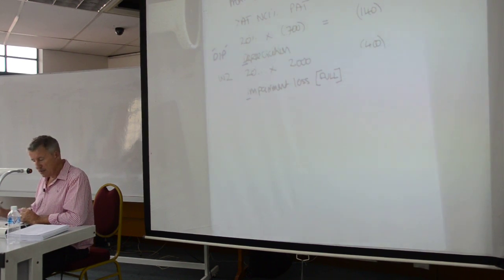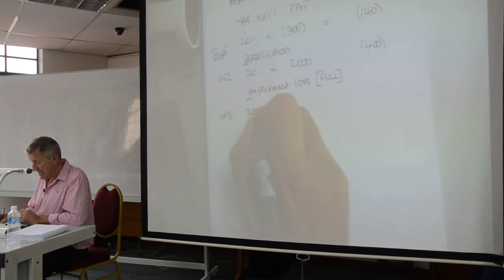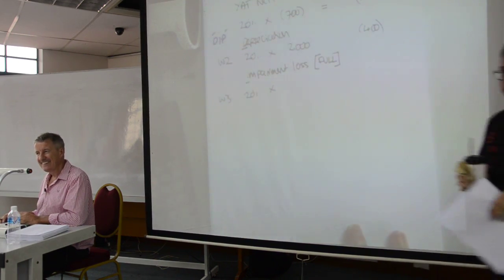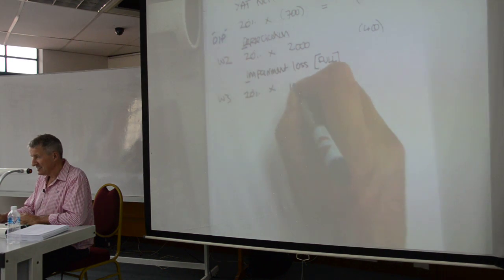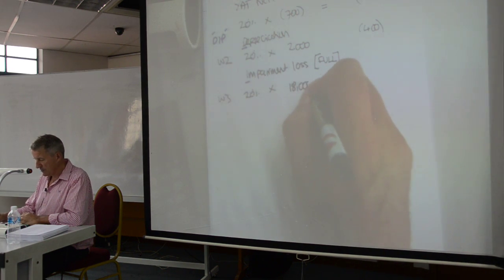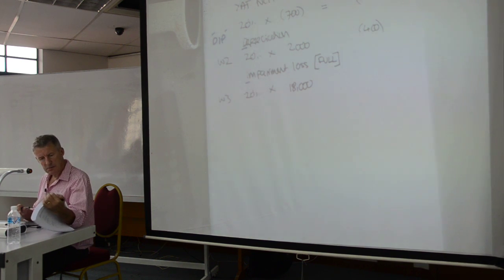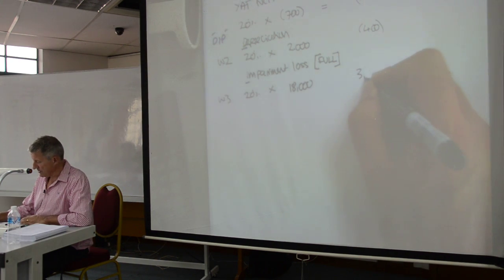Did we have an impairment loss? Yes, we did. Was it NCI fair value? Yes, it was. And the impairment loss was 20% of 18. Is it an 80% sum? Yes, it is an 80% sum. So it's 20% of 18, and that is 3,600.